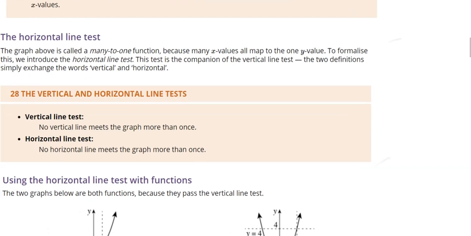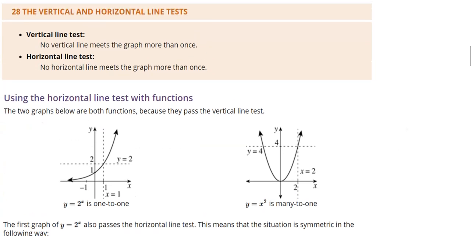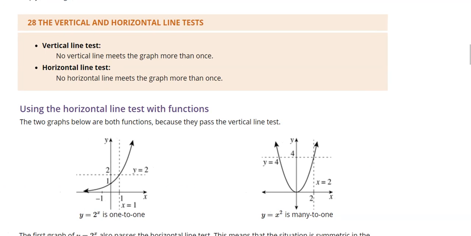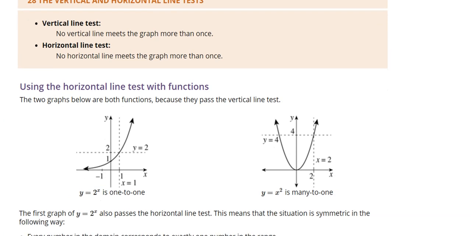Here we go. Continuing on, we have our vertical line test and our horizontal line test, and depending on the outcome of both of those tests is what's going to tell us where something falls. There's almost an if-then situation that we can draw for this. Using the horizontal line test with functions: if we know it's a function already, then it can only be either one-to-one or many-to-one. That's the only two possibilities.